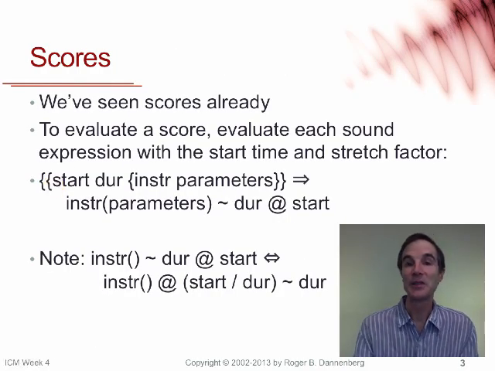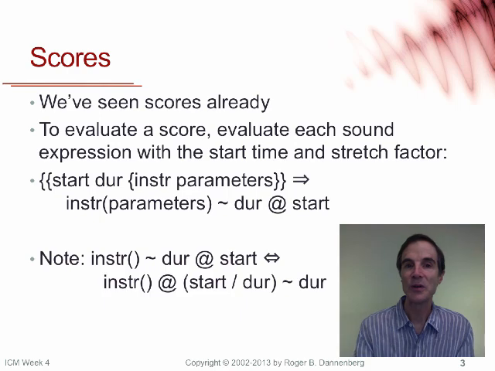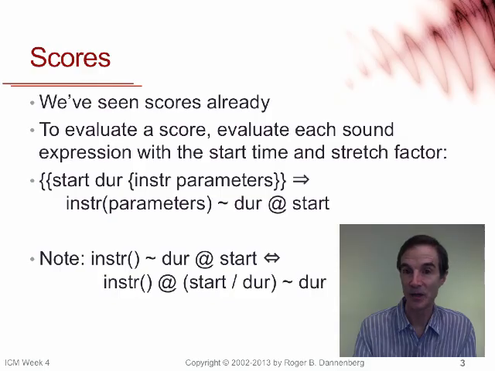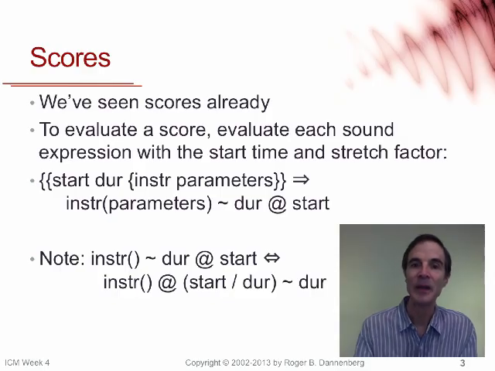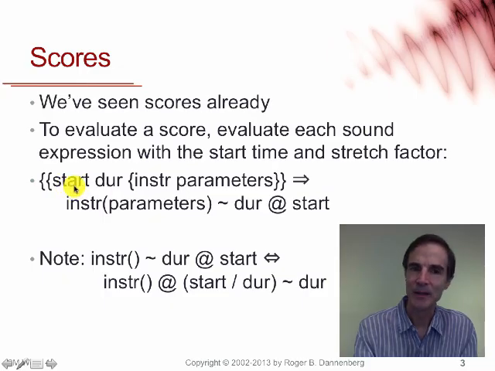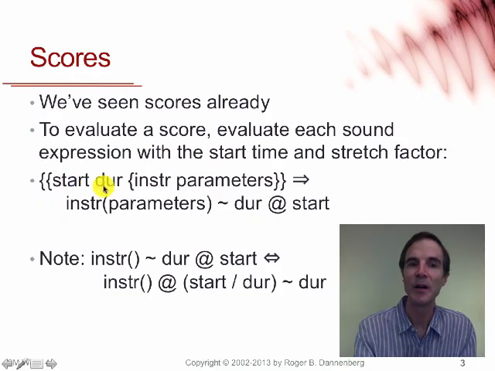Now let's talk about scores. So we've seen scores already. To evaluate a score, you evaluate each sound expression with a start time and a stretch factor. These are the values that are in the score. So here's the basic syntax, or a template, for a sound expression, a sound event in a score. We have a start time, a duration, and an expression.